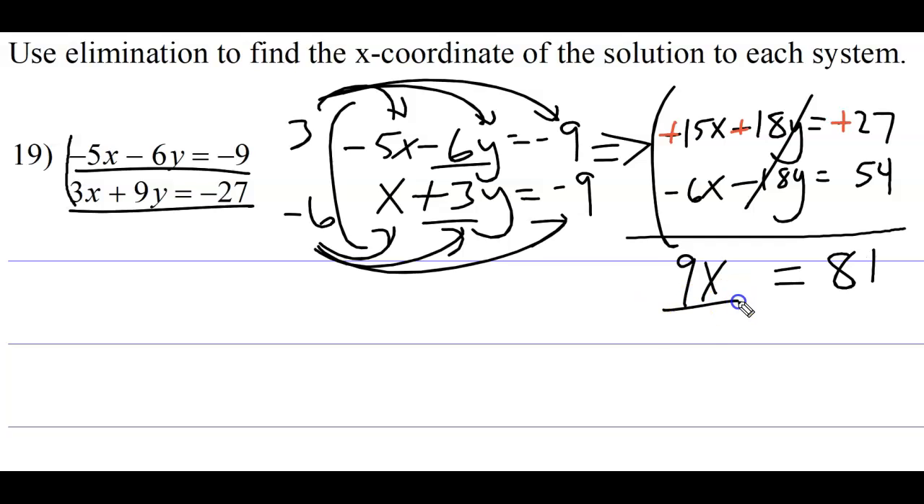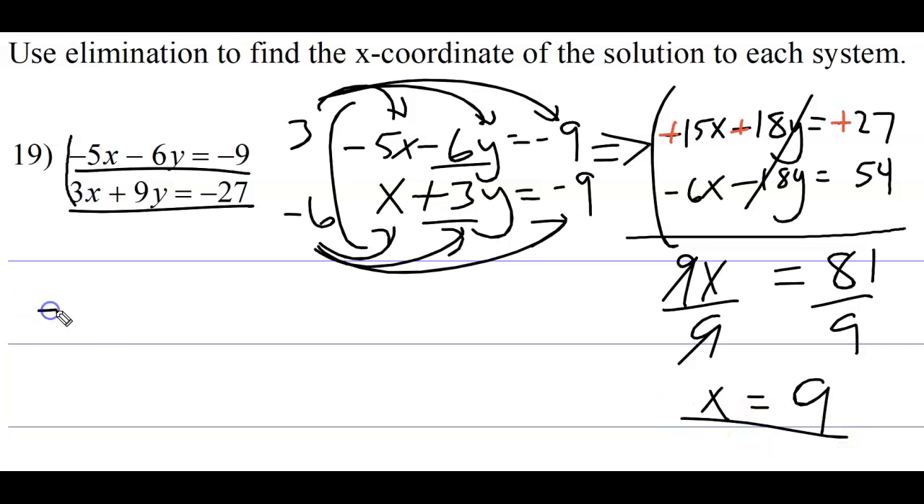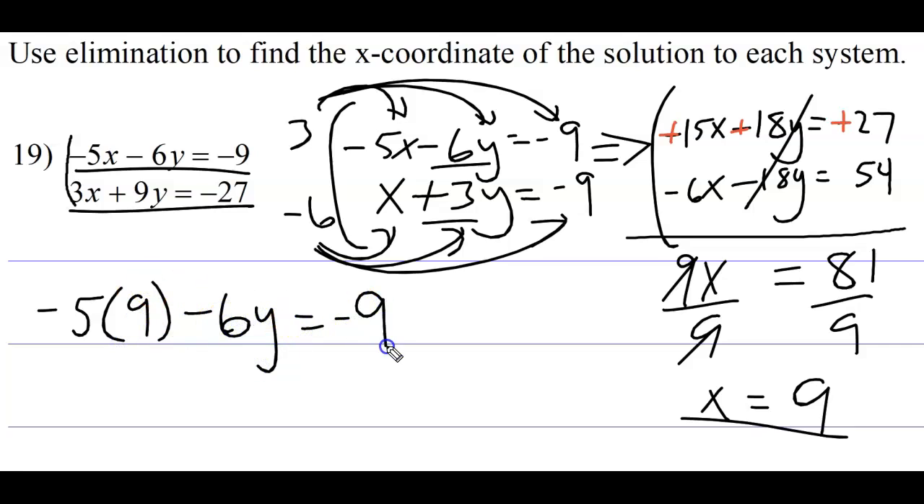Step 5 is to solve for x, or whatever variable you have left. I get 9. The last step is to plug this answer into one of your original equations and solve for y. So I'm going to go ahead and plug my answer for x equals 9 into the top equation. This is what I get as a result. So I end up with negative 45 here.